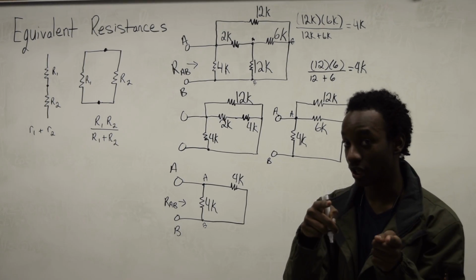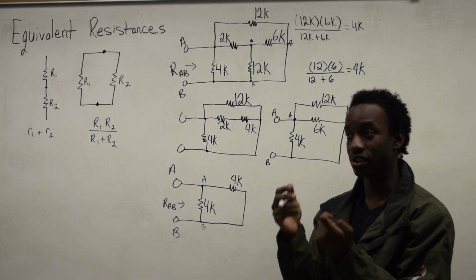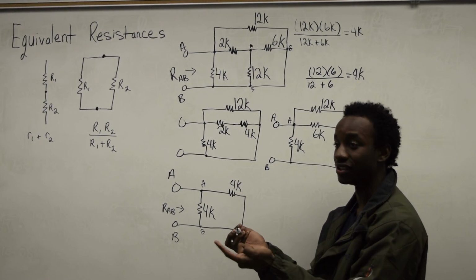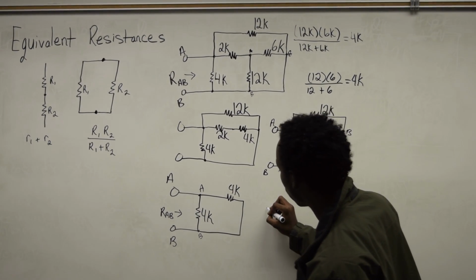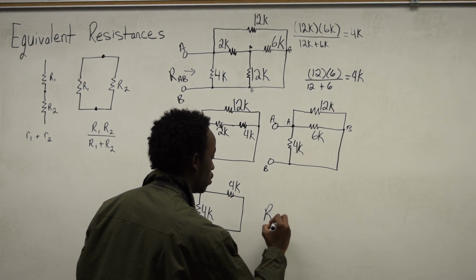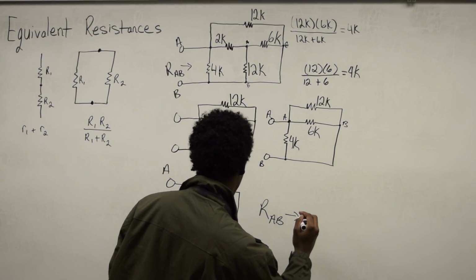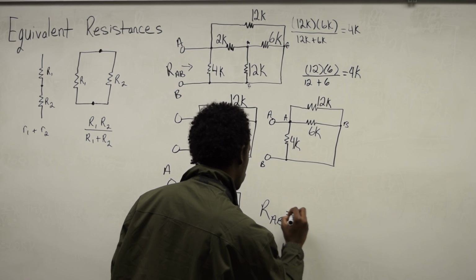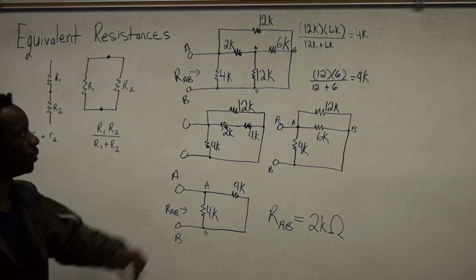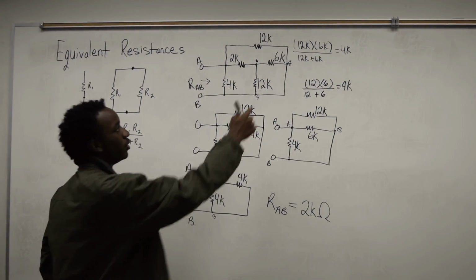So what's the rule for parallel? Well, what's my little trick that I told you guys? If two resistors are in parallel and they have the exact same resistance value, then you can just slice that value in half, and that's your equivalent resistance for those two resistors. So since this is our final step, we can say that the equivalent resistance across terminals A and B is equal to 2K ohms.